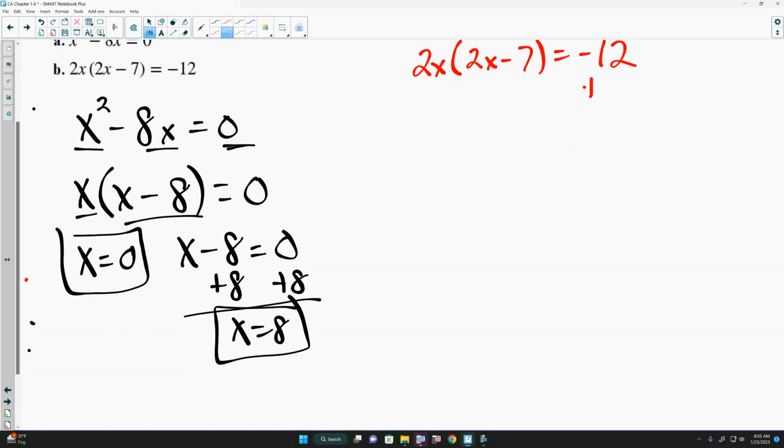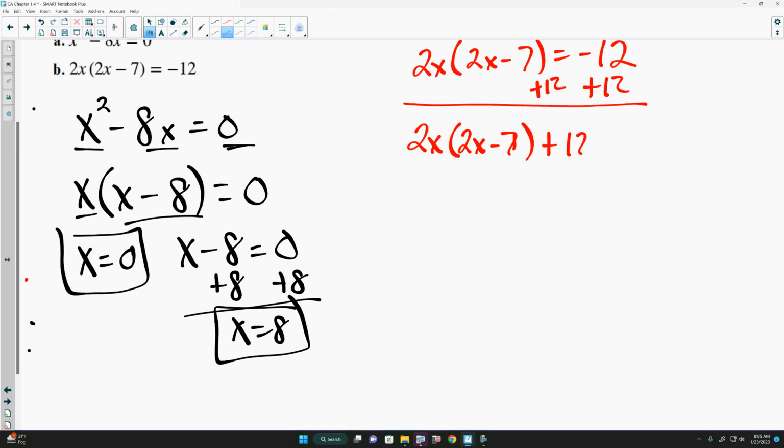So we can add 12 to both sides, telling us that 2x times 2x minus 7 plus 12 is equal to 0. Now we don't have two things multiplied together anymore, because we're adding the 12. We could go about trying greatest common factor, but it's going to be easier to just multiply this out. Whenever we have parentheses squared or something being multiplied and other things being added or subtracted, we can just multiply it all out and see what we have.